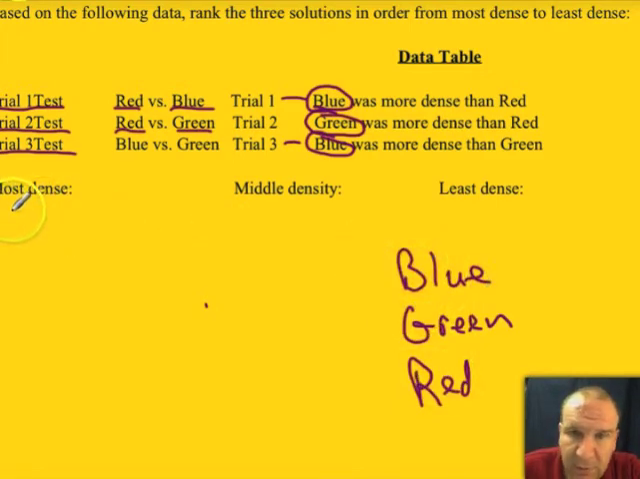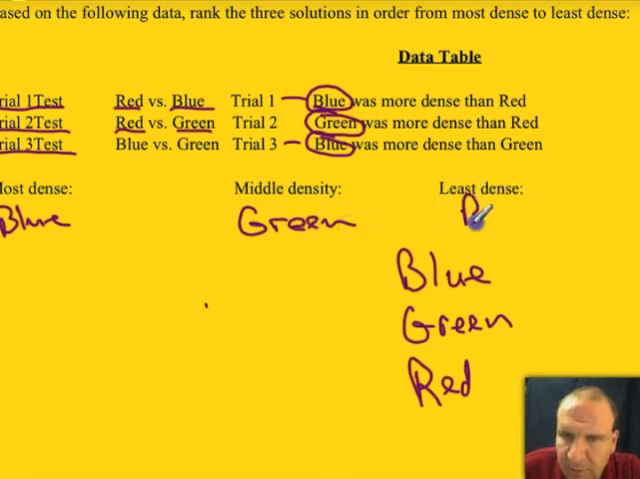So when it asks for the most dense, I'd have to say blue. And the middle density would have to be green. And the least dense would have to be red.